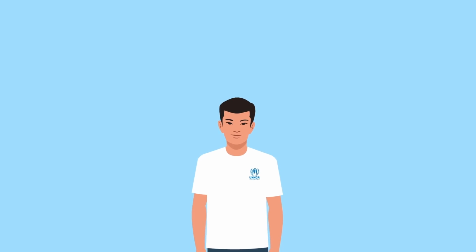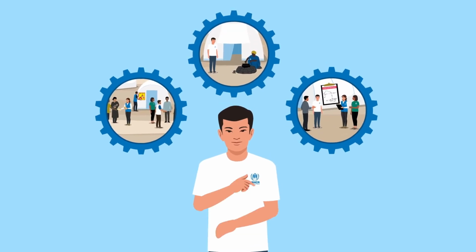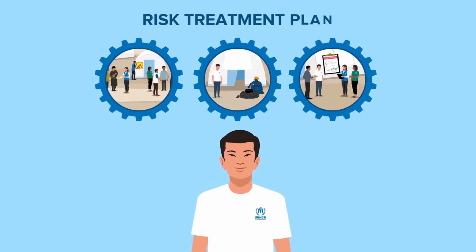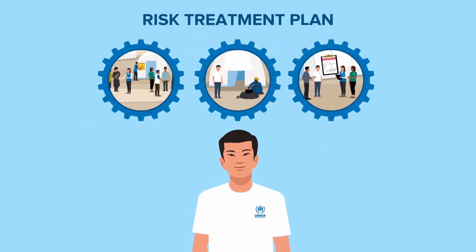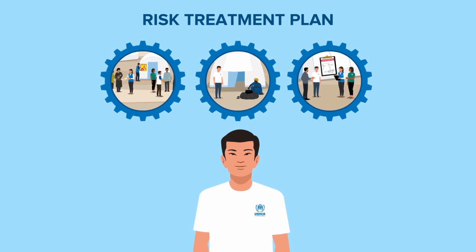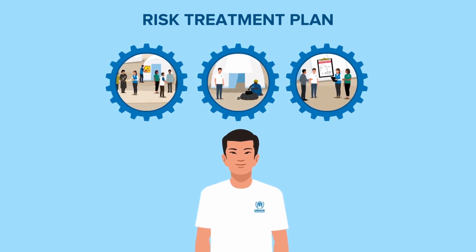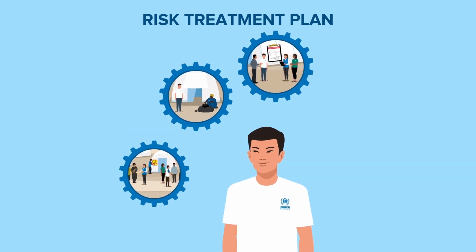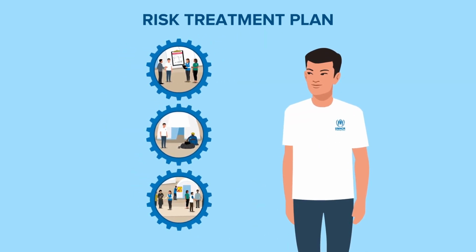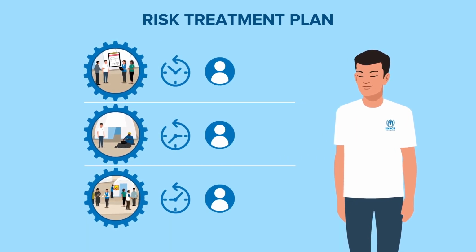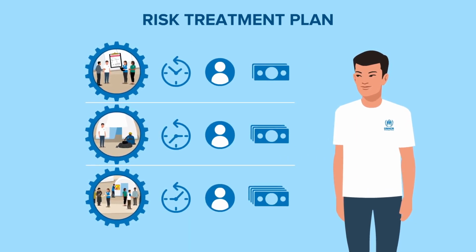How can we keep track of all the actions needed? How can we assign responsibilities and deadlines? A risk treatment plan is a useful tool to outline the steps to treat our risks. These plans are not just ideas of how we could manage a risk. They are a set of concrete actions we are committed to delivering with deadlines, responsible individuals, and budgets as required.